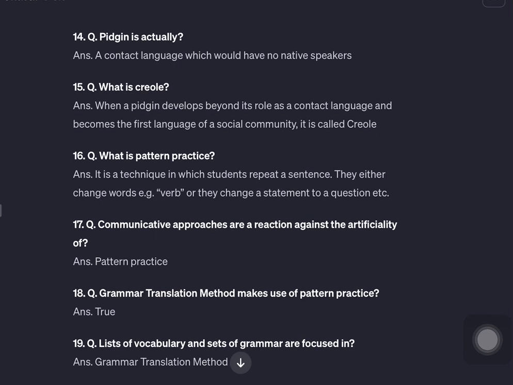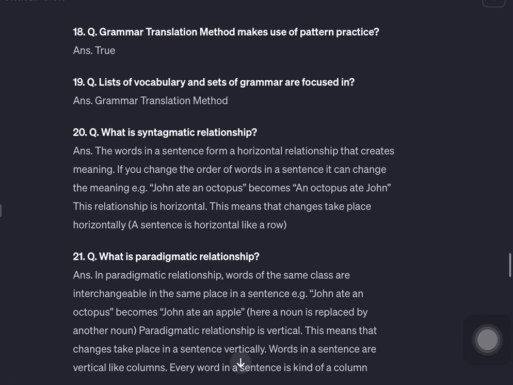16. Q. What is pattern practice? Ans. It is a technique in which students repeat a sentence. They either change words, e.g., verb, or they change a statement to a question, etc. 17. Q. Communicative approaches are a reaction against the artificiality of? Ans. Pattern practice. 18. Q. Grammar translation method makes use of pattern practice? Ans. True. 19. Q. Lists of vocabulary and sets of grammar are focused in? Ans. Grammar translation method.